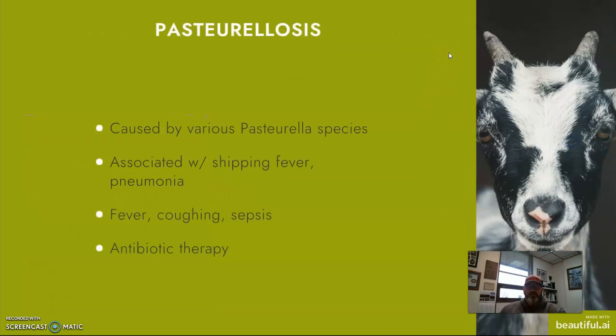Pasteurella is next, one of our first respiratory problems to make its appearance here with sheep and goats. And again, anytime that you're moving sheep and goats, you would have a risk for this pasteurellosis to develop, which is shipping fever, and that's caused by a whole complex of Pasteurella species. So you'll see fever and coughing and snotty noses and runny eyes and all kinds of things. And the best way to help prevent that is good vaccination protocol, and then treat it with sound antibiotic therapy.